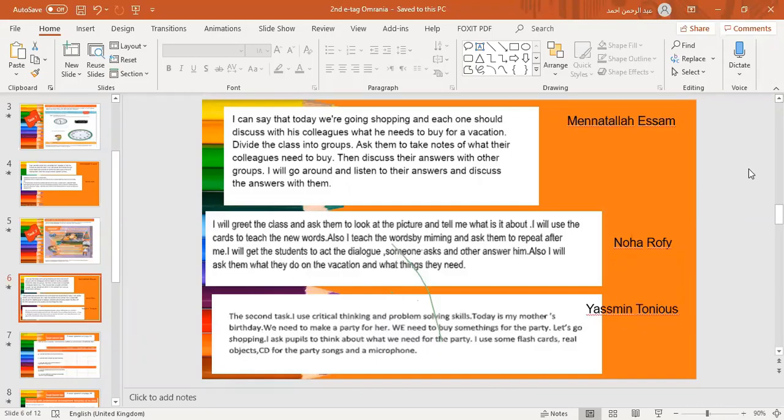And ask them to repeat after me. Repetition is very good for students. We have already taught some activities using repetition, and we said that repetition could give the students a kind of confidence. I will get the students to act the dialogue. So they are seeing the dialogue on the page, and the teacher asks them to act this dialogue.